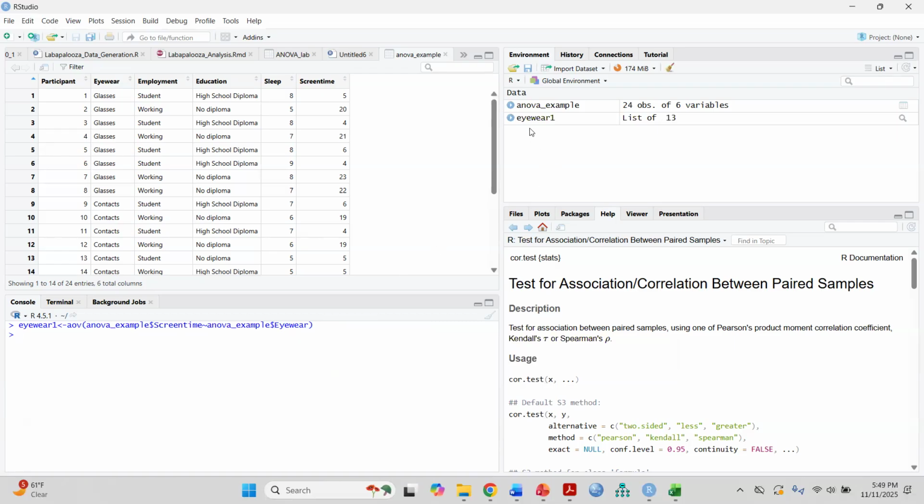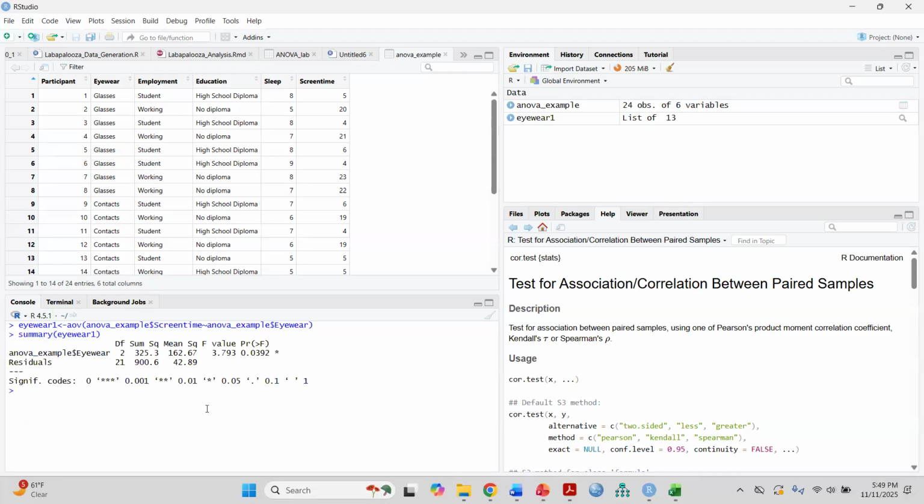But it did. So it created a new model, which is eyewear 1. Now what you have to do to actually see what the model looks like in the output is put in summary. Summary is the function. Put in some parentheses. Summary of what? Summary of the model. So you just put in the model name, in this case, eyewear 1. Again, you can name it whatever you want. You can name it literally anything. And then you hit enter and boom.